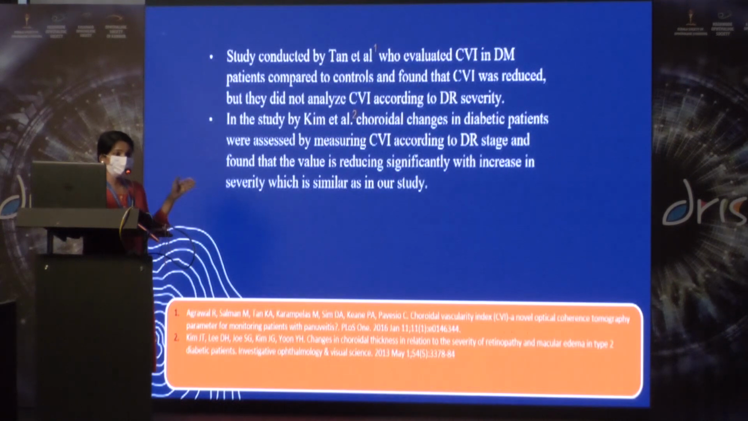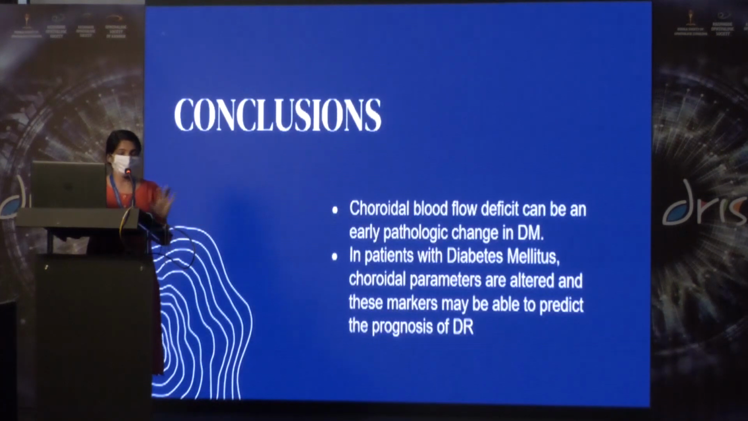And the choroidal vascularity index was also significantly reduced in other studies in patients with type 2 diabetes mellitus. So, in conclusion, the choroidal blood flow deficit can be an early pathologic change in diabetes mellitus. In patients with diabetes mellitus, these alterations in choroidal parameters may indicate the role of vascular change in the choroid in the development and prognosis of diabetic retinopathy.